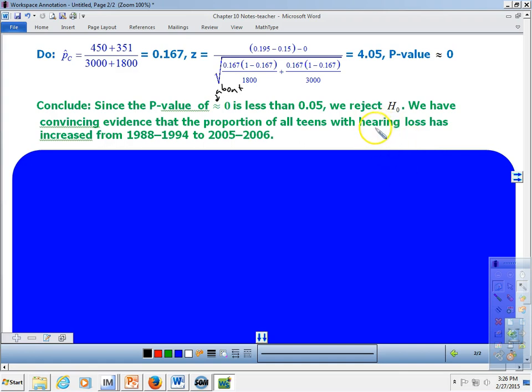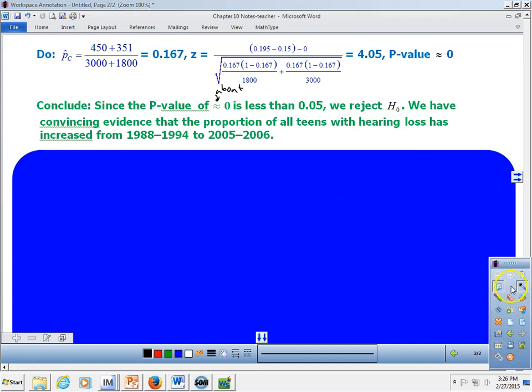So what that means is, if we're going to reject the claim of no difference, then that means we have convincing evidence that the proportion of all teens with hearing loss has increased. Right? We know it's increased because the 05-06 proportion was larger than the 88-94 proportion. And so the proportion of all teens with hearing loss has increased from 88-94 to 2005-2006.